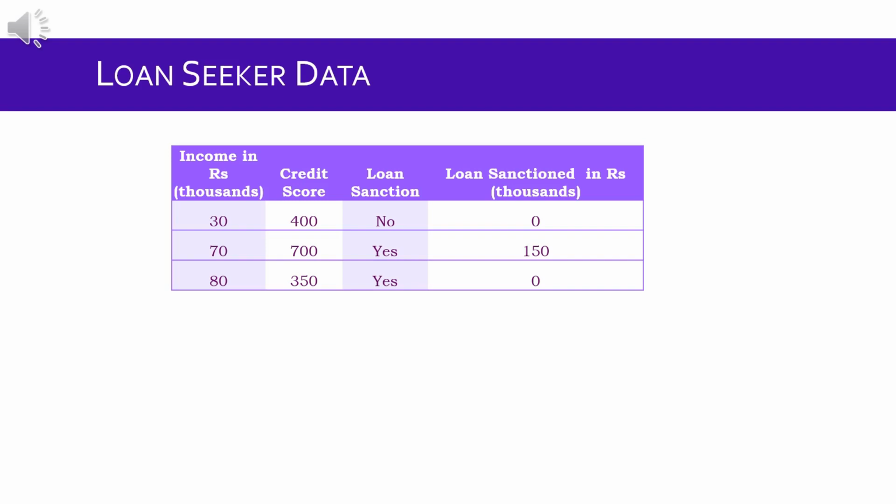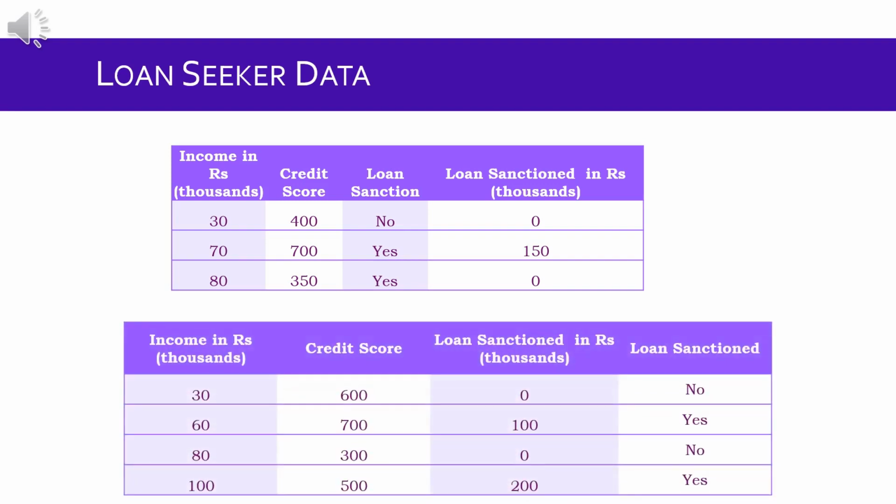The predicted loan value is the average of the loan values of elements at the leaf node. By referring to the loan sanction data, it is the average of 100 and 200, that is 150,000.